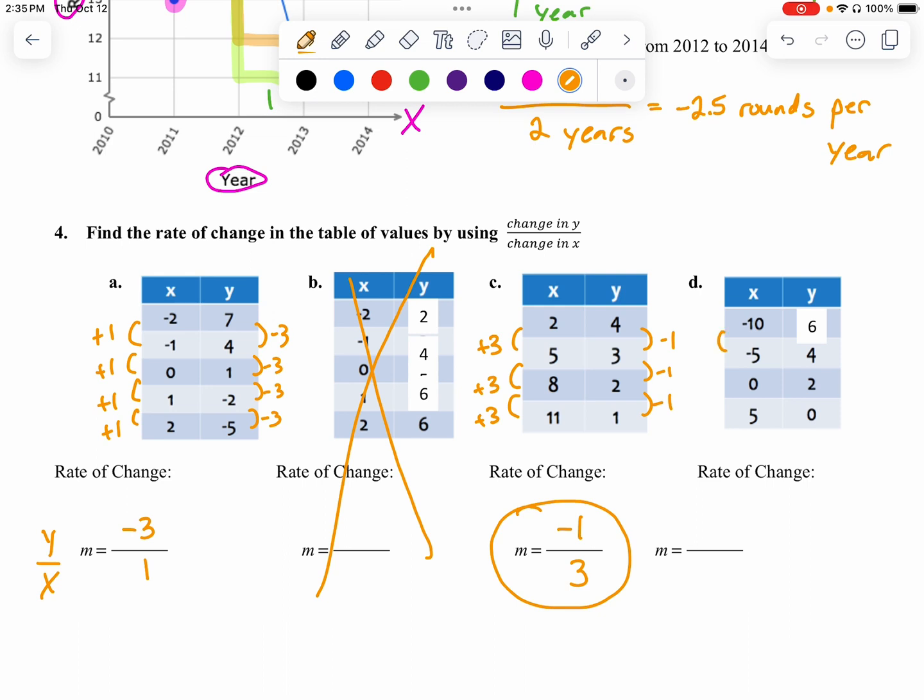Finally, this one we are adding 5 each time on the x's. And the y's we are subtracting 2. So again, linear, you're adding and subtracting, same thing on each side. And then our rate of change would be negative 2 over a positive 5. So that's kind of review of what we've already done.